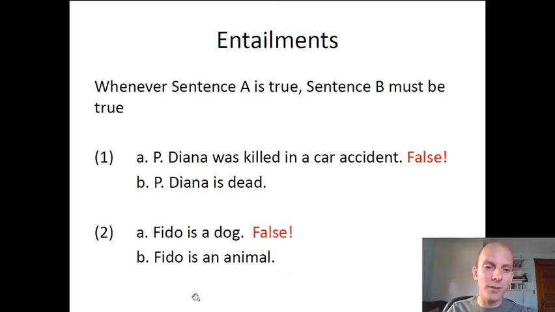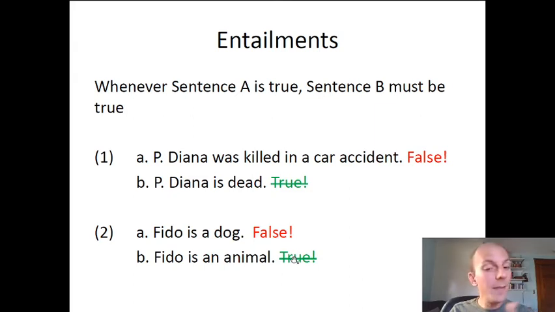So if "Fido is a dog" is false, we know that Fido is in fact not a dog. Fido isn't a dog here. This is false. Is Fido still an animal? Do we know that to be true or not? Think about it. And the answer is we don't know.